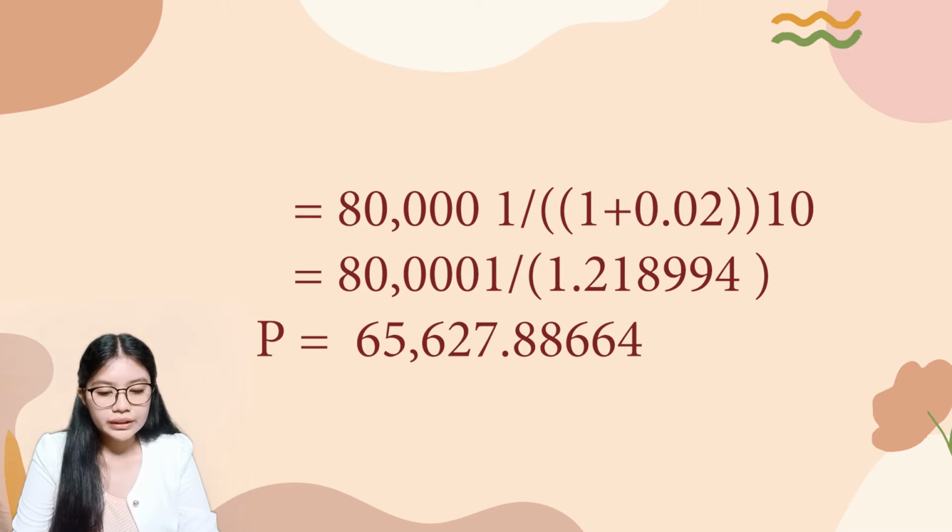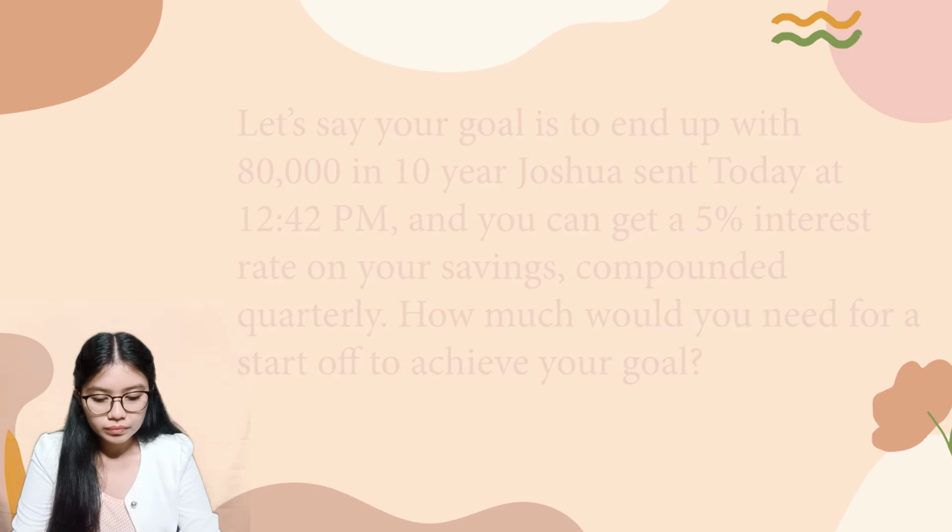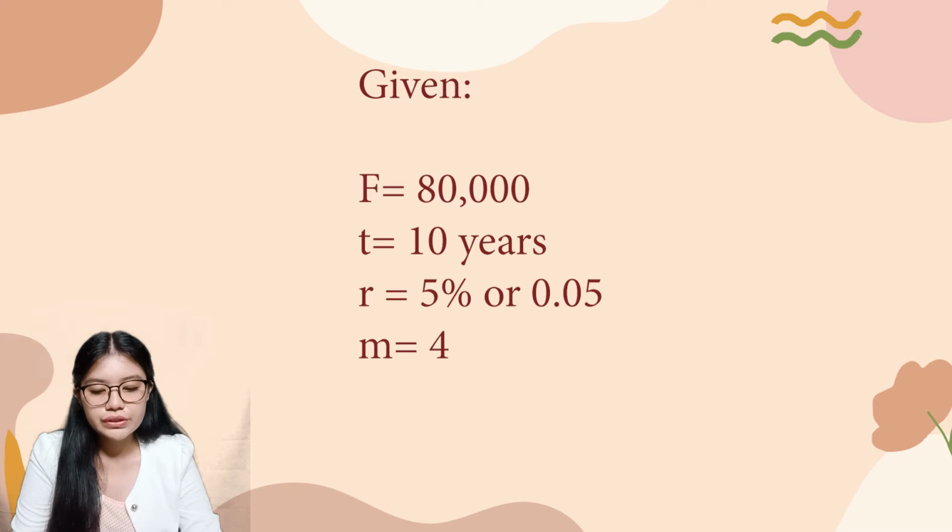Another example for the present value in compound interest is, let's say your goal is to end up with 80,000 pesos in 10 years, and you can get a 5% interest rate on your savings, compounded quarterly. How much would you need for a start-off to achieve your goal? The given are 80,000 pesos for the future value, and T is equals to 10 years, R is equals to 0.05 or 5%, and M equals to 4.